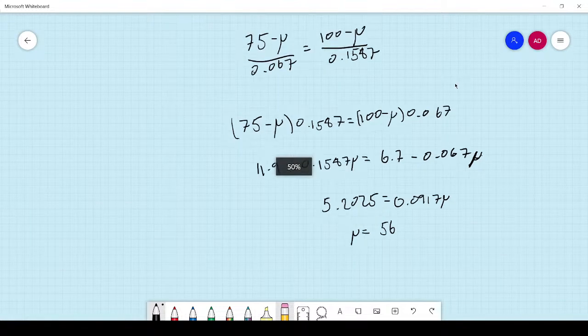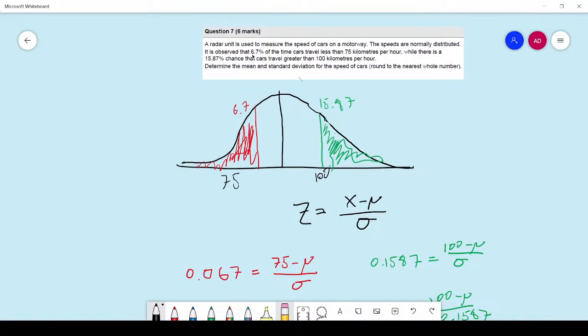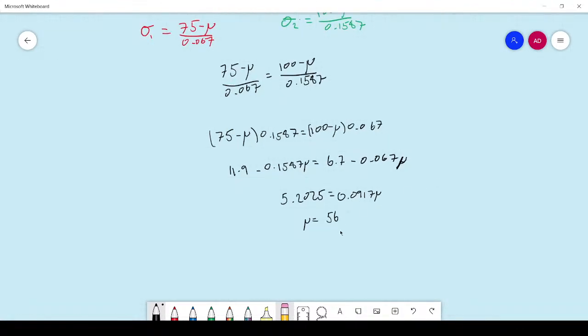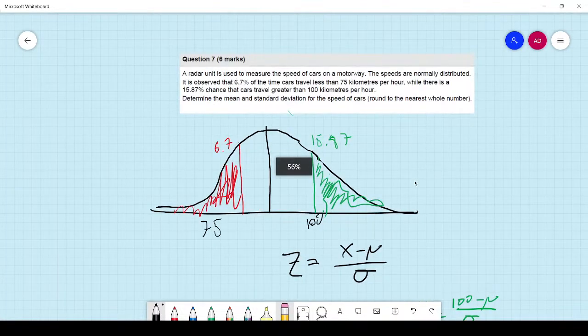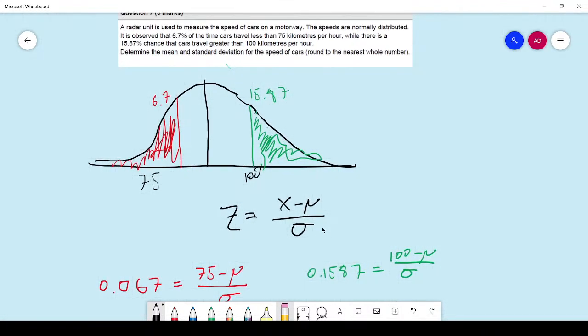So this is where we can see whether we were correct with our initial assumption. 6.7% of the time cars travel less than 75 k an hour, 15.87% chance that they're greater than that. And this average speed of 56 k an hour, assuming all these calculations are correct, seems suspiciously low. So let's verify that this initial assumption was correct. You guys probably realized I was making that mistake straight away because you've been doing these kinds of questions. But let's see what that looks like.